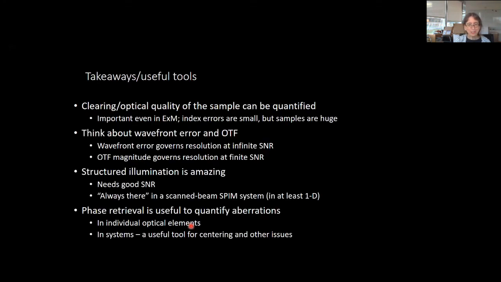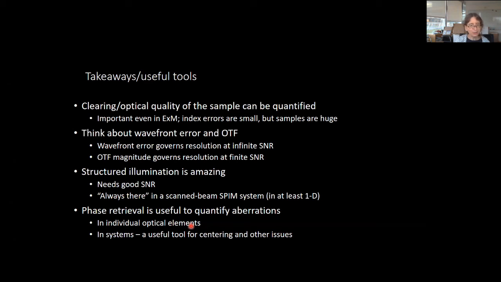So I'm not trying to sell you a microscope today, but I do want to try to sell you on some of the lessons that we learned in building this one. So one is that it's easy and doable and worthwhile to quantify how well your clearing is working, and this becomes even more important as your samples get larger. And when you're thinking about how well your objective works, you should think about both the wavefront error, which is what governs the width of a point spread function that you measure with a bright bead and no background. And you also want to consider the optical transfer function, which is going to tell you more about what happens when you have finite signal to noise ratio.